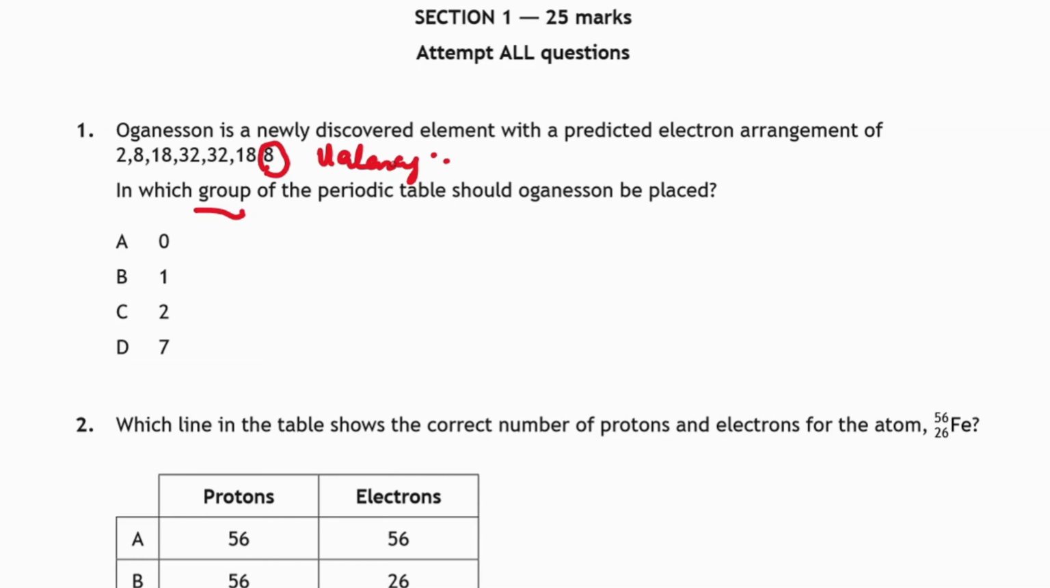And we know that elements in the periodic table that are in group 8, which means 8 electrons in the outermost shell, are the group 0 elements, sometimes called group 18 elements, or sometimes called group 8 elements for representative elements alone. So we only have the option of group 0, so this is our answer.